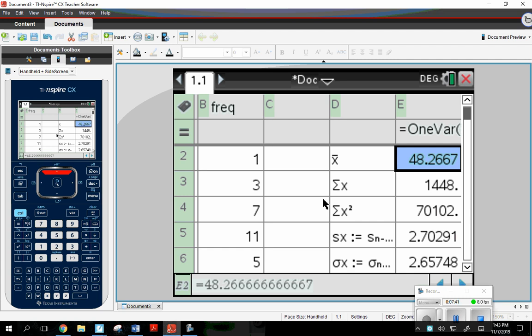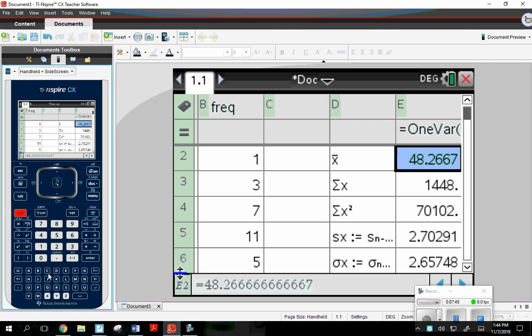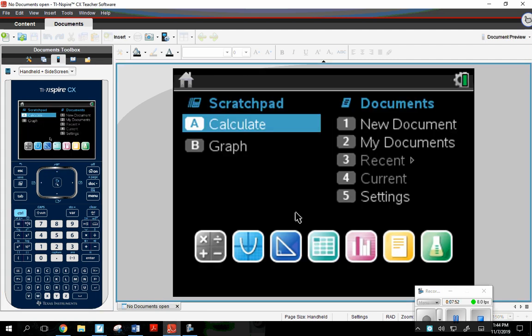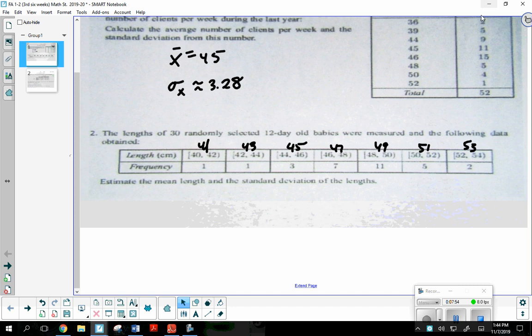We will get focus activity number 2 tomorrow, and then we'll worry about number 3 the week after next. Okay, Control W. All right, so let's get out of here.